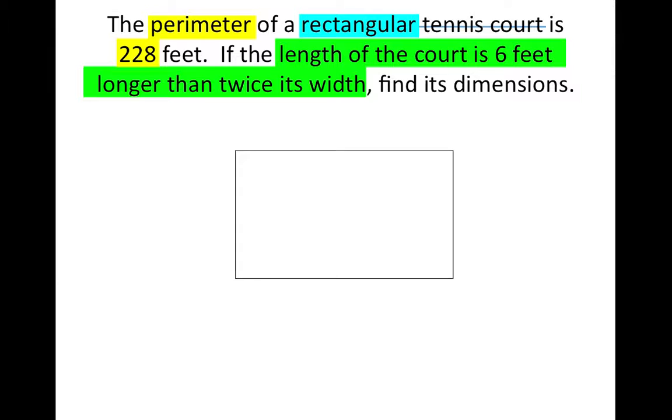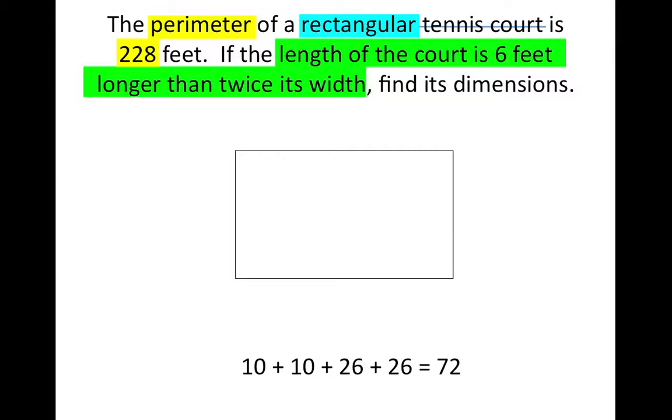Okay, so if the width is 10, the length is 6 more than 20, or 26. Since it's a rectangle, the opposite sides are equal length. Since we want the perimeter to be 228, we want all four sides to add up to 228. So 10 isn't correct. We need the sides to be longer.